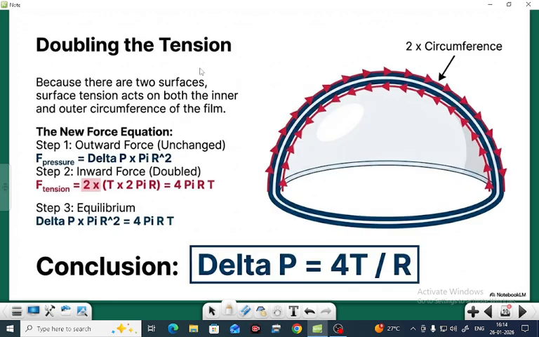What we get is doubling the tension. That is because there are two surfaces. Surface tension acts on both the inner and outer circumference of the film. The new force equation: outward force is unchanged, delta P into pi r squared. Inward force is 2 into T into 2 pi r, so it is 4 pi r T. So in equilibrium we get delta P pi r squared equal to 4 pi r T. So you get delta P equal to 4T by r. In this case we get delta P equal to 4T by r.